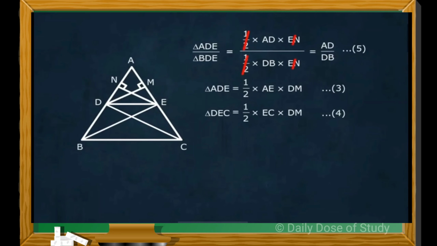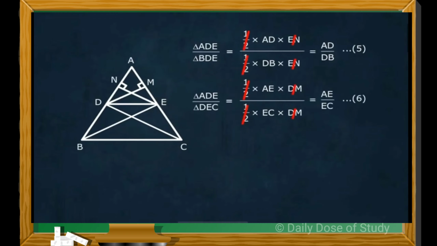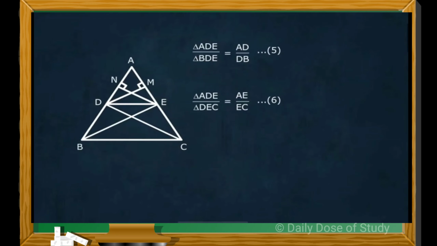We do exactly the same with the remaining two equations. Divide 3 by 4. And what do we get? Area of triangle ADE by area of triangle DEC is AE by EC. Now look at the figure. Do you see that triangle BDE and triangle DEC, they are on the same base, that is DE, and they are also between the same parallels, BC and DE. Same base, between the same parallels, areas have to be equal. So area of triangle BDE is equal to area of triangle DEC.